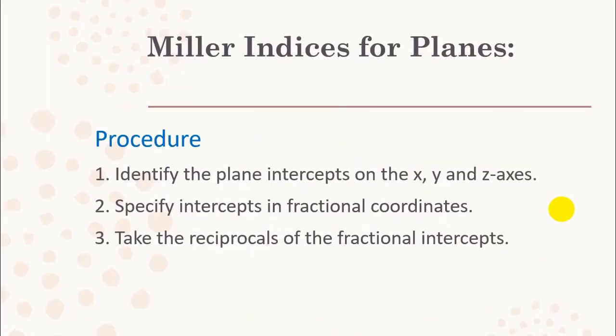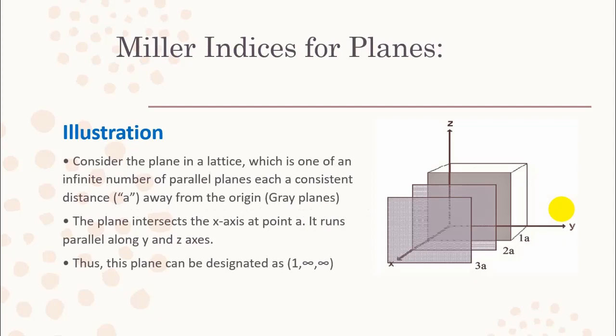Miller indices for planes. Miller indices can represent planes in a crystal lattice, and these planes are known as Miller planes. The procedure for drawing Miller planes is that first we have to identify the plane intercepts on the x, y, and z axis, and then specify intercepts in fractional coordinates. And the last one is take the reciprocals of the fractional intercepts. Let's see the illustration of these Miller planes.